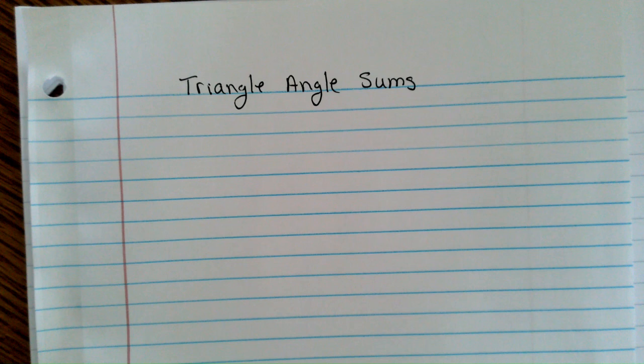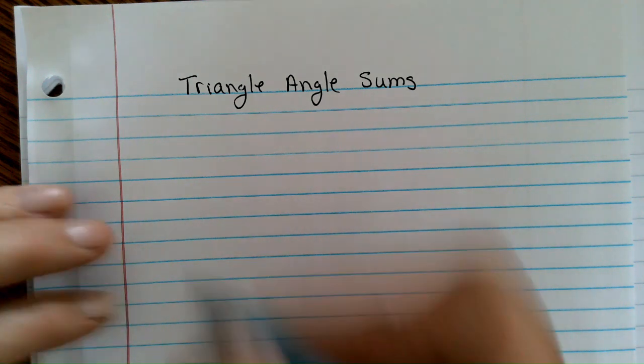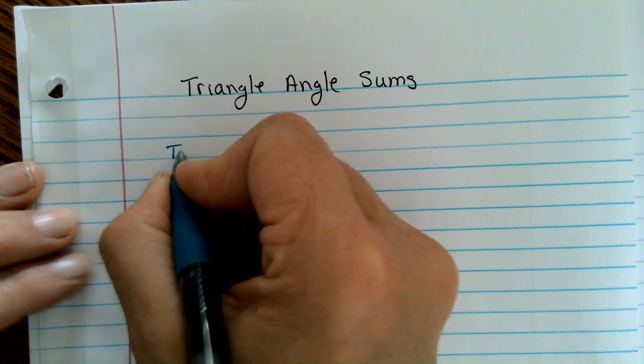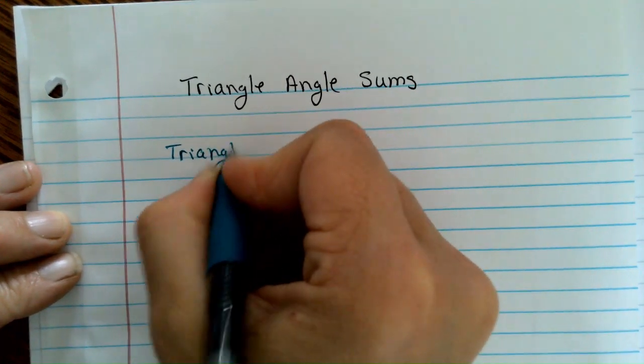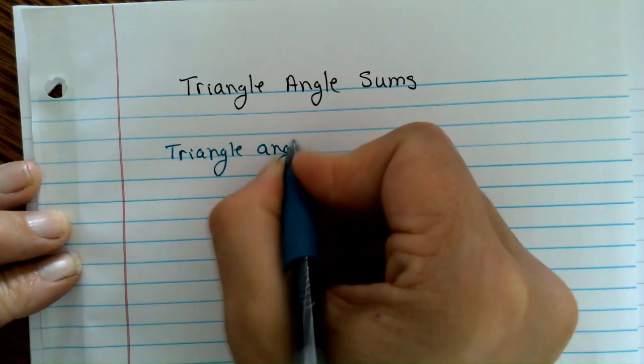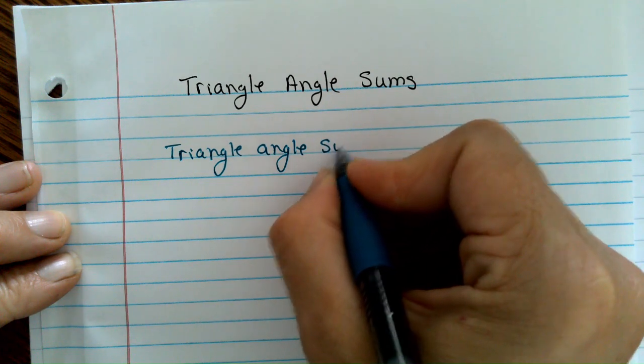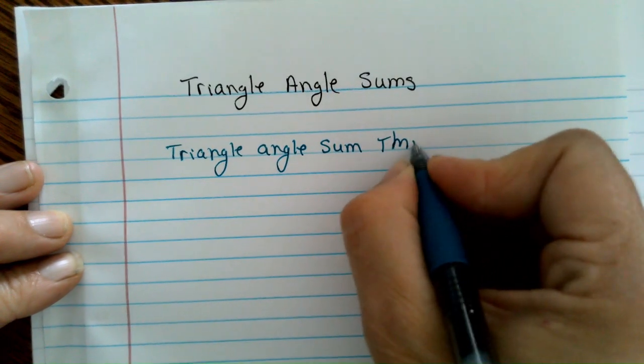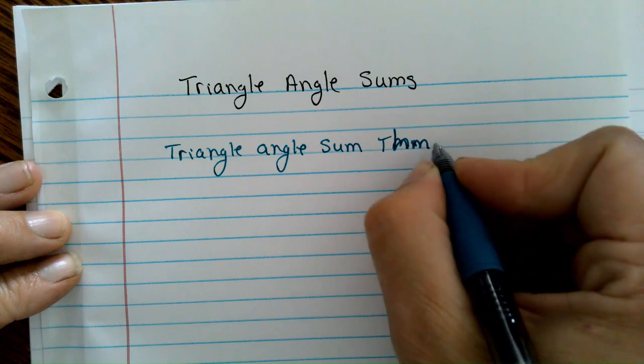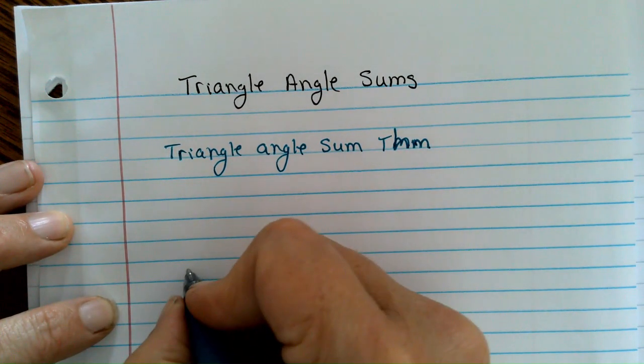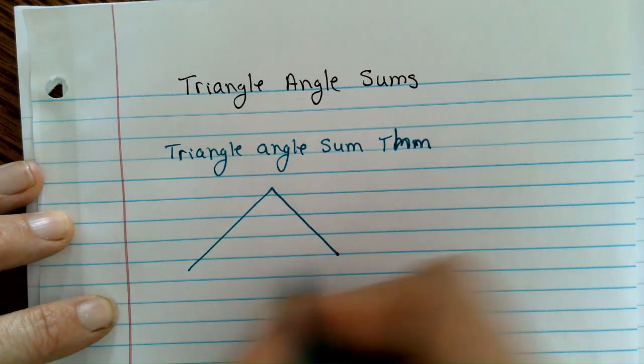You've probably worked with triangles over your mathematical career, but there is actually a theorem about the angles inside a triangle, and I bet some of you might already know that. But it's called the triangle angle sum theorem. I drew an M instead of an H. All right, so let's say you're given triangle ABC.